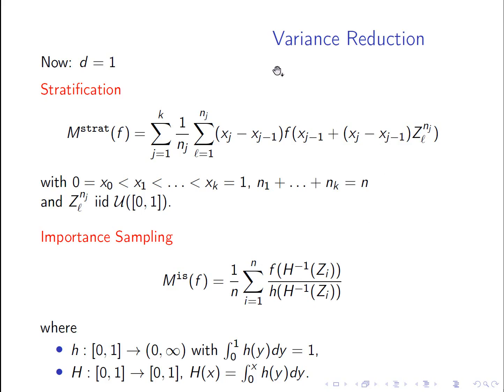Okay, so the next variance reduction method is stratification. And here I will restrict for simplicity to d equal to 1, and the same for importance sampling, which is also presented here for d equal to 1. So all the variance reduction methods have an idea behind them. And if you look at stratification here, it looks rather difficult. Do not wonder, here this factor xj minus xj minus 1 will disappear soon.